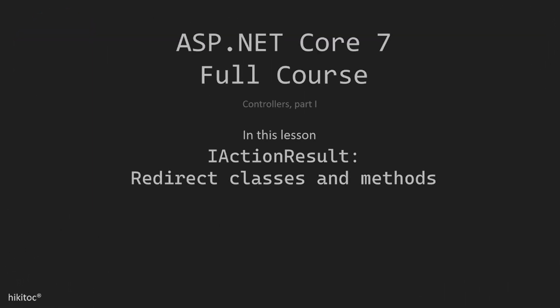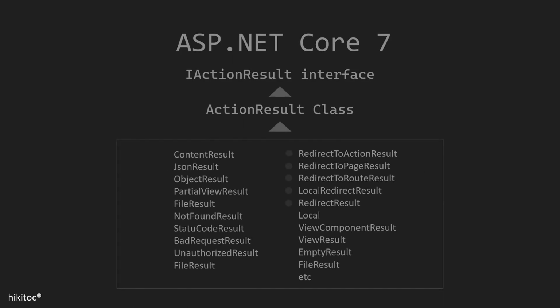Thank you for joining. In this lesson, we will continue practicing controllers in NetCore 7. We will focus on the IActionResult interface, how to use it, and the classes and the methods it provides for redirection. This is the updated table from the previous lesson. I have added some required classes from the ActionResult abstract class, such as RedirectToActionResult, RedirectToPageResult, RedirectToRouteResult, LocalRedirectResult, and RedirectResult.